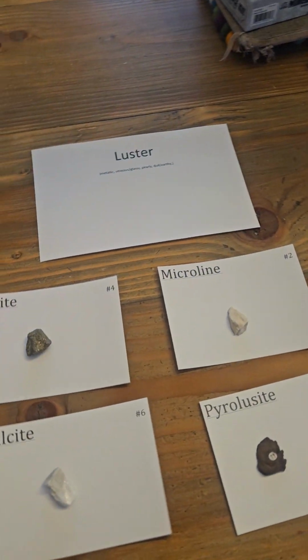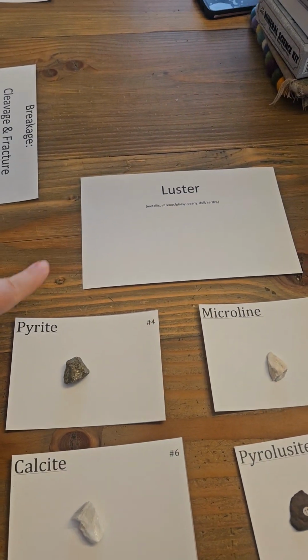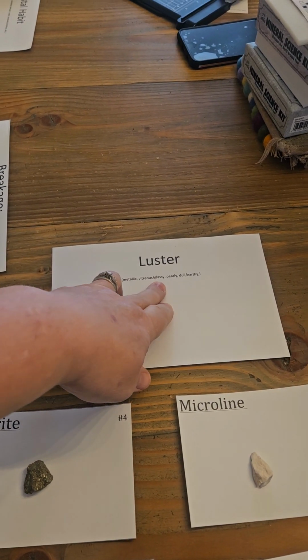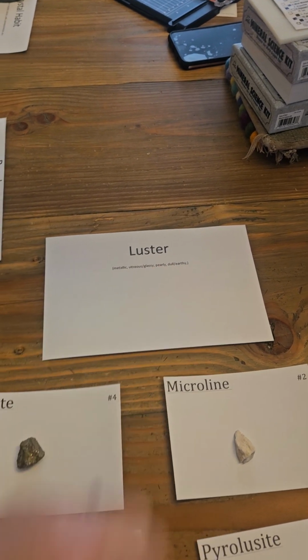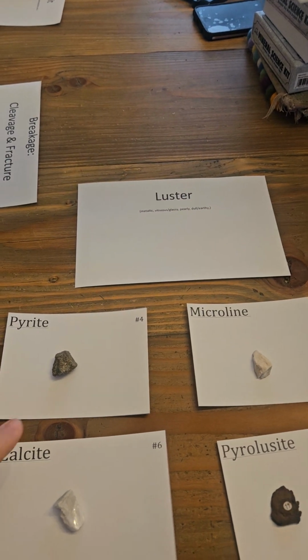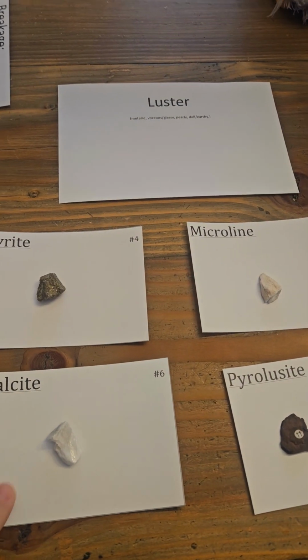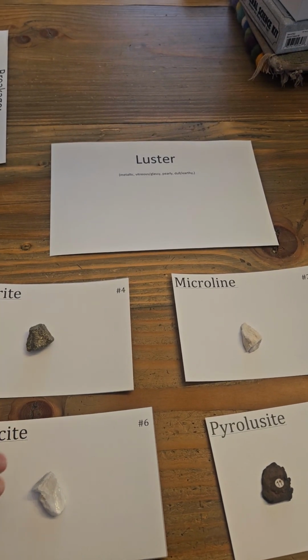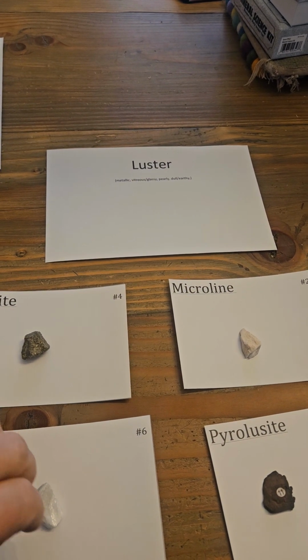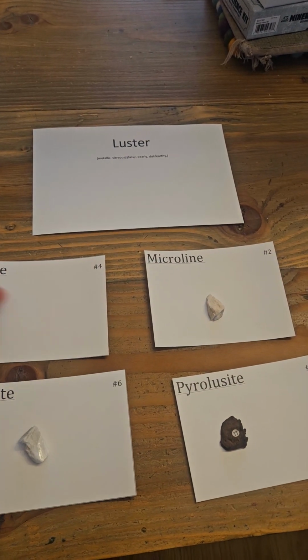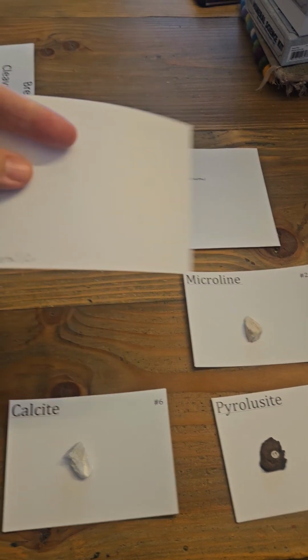And then you'll come over to station number 3, and you'll talk about the luster. You have metallic, vitreous, glassy, pearly, and dull, and earthy. These ones, I did not put what they were on the front of the card. I thought that we could have the kids pick it up, examine it, and then guess which type of luster they think it is. And then on the back of the card, I wrote the answer.